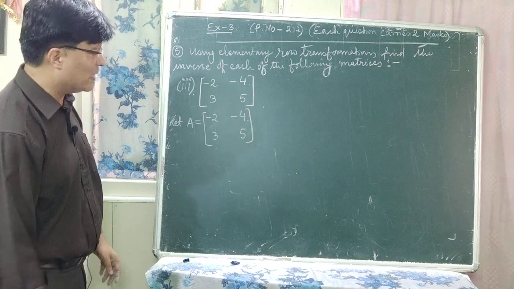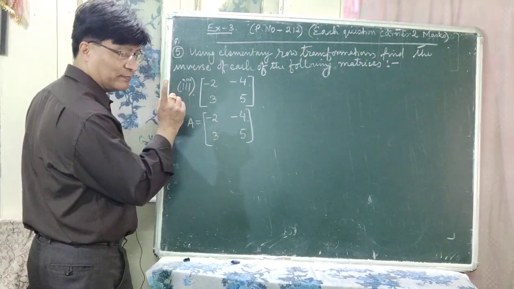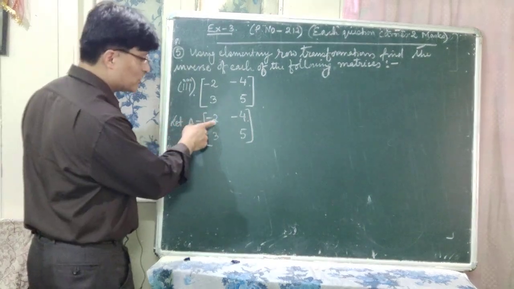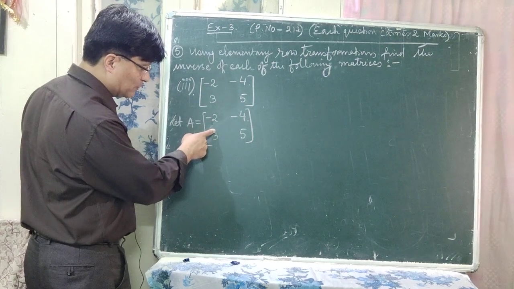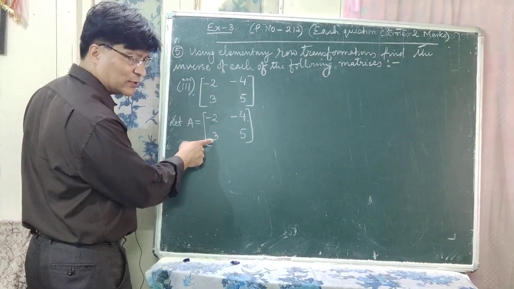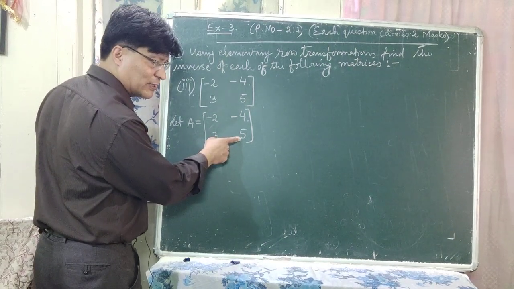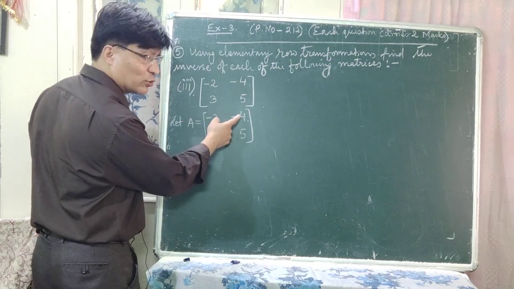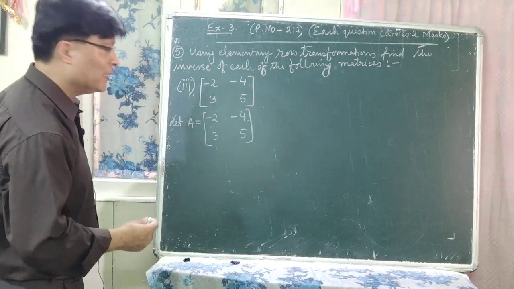So what is the method here? I told you already that the method is, you have to make this minus 2 as 1 by using elementary row transformation. Then you have to come down here. Then you have to make this term 0. Then again you have to go right hand side. You have to make this term 1. Then again you have to go up. You should make it 0. So that we can get here 1, 0, 0, 1. That is your identity matrix.